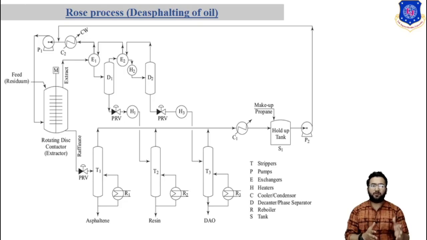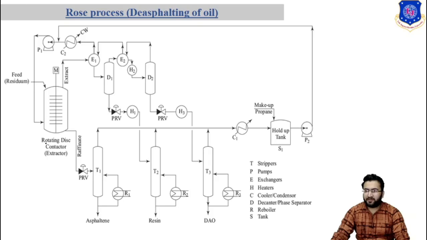The pressure difference around the pump P2 is quite a bit higher than that around the pump P1. Thus, in this process, extraction is carried out in a subcritical region, as a liquid-liquid extraction. Only propane as a supercritical fluid is utilized in the solvent recovery step.